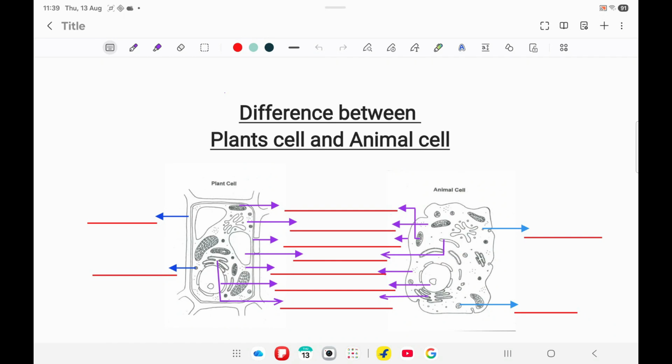Now, let us quickly compare the organelles that are present in the plant cell and the animal cell. So students, let us quickly see what are the similarities and differences between the plant cells and the animal cells. First, we will talk about the similarities. You can see here the plant cell as well as animal cell has these organelles and they are called mitochondria.